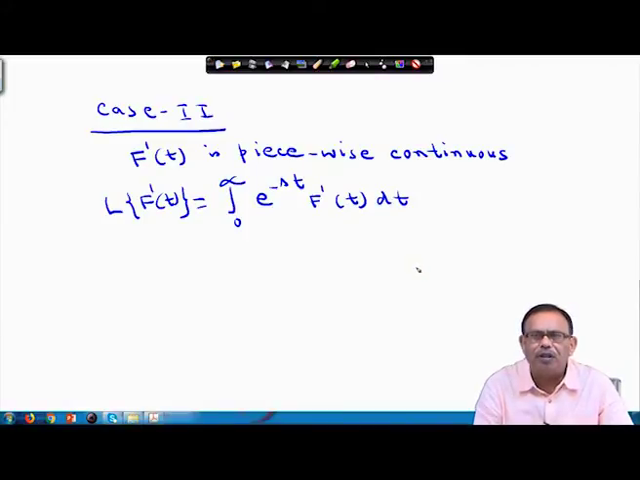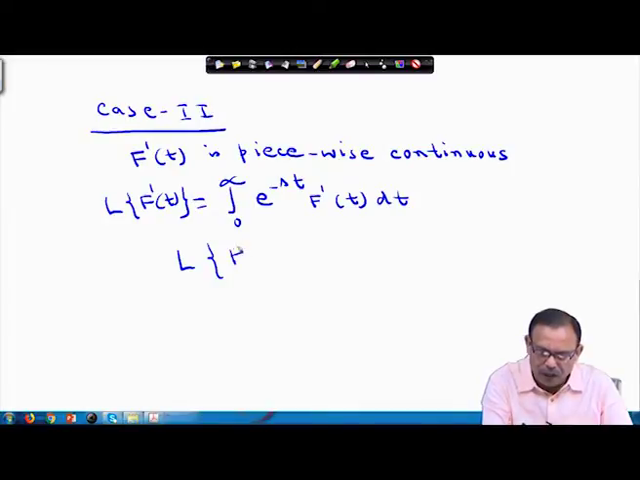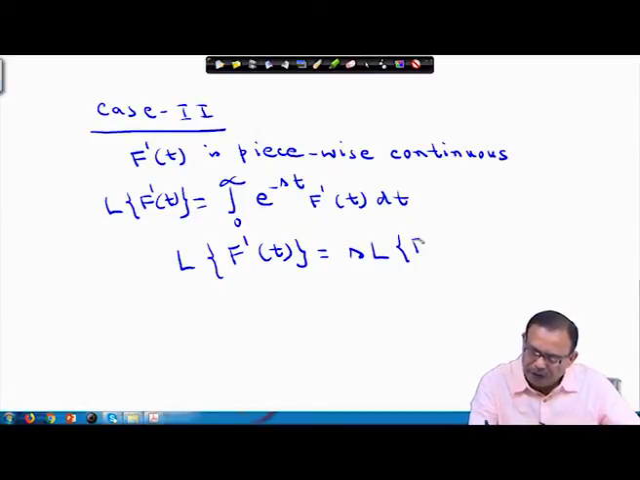So, since f dash t is continuous in each of the sub intervals, therefore, just like case 1, we can prove in the similar way that in each of the sub intervals the integral exists and it has a value, and if we calculate, we will get the same value as we got for case 1, that is, Laplace transform of f dash t is equal to S into Laplace transform of f t minus f 0.